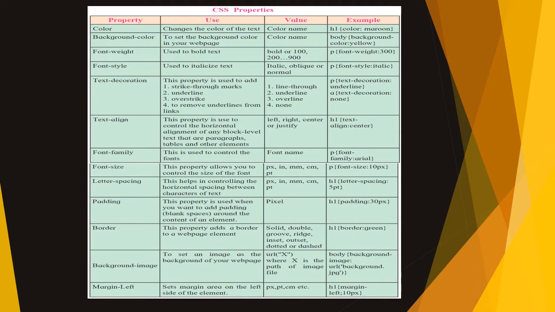Particular property, its use and their corresponding value, and here again, in the last column we can see the example. So the first property is color. Obviously color will change the color of the text, and the value for this color property is any proper color name. For example, yellow, black, white, maroon, etc.